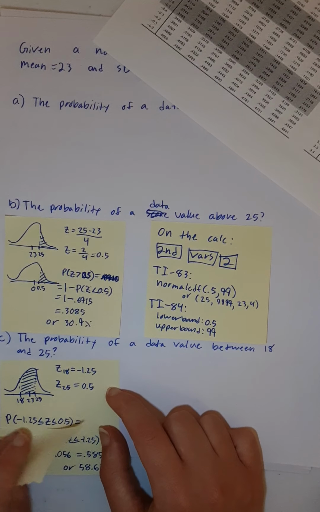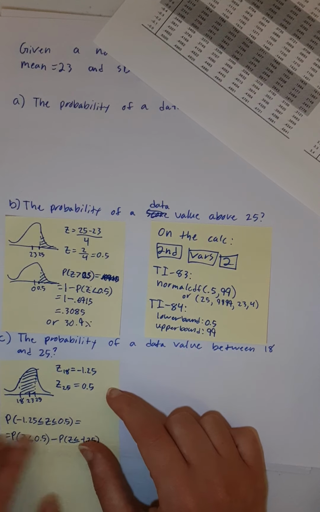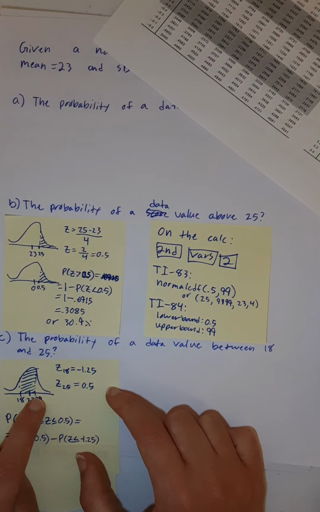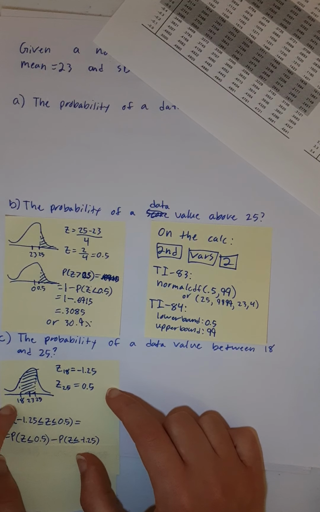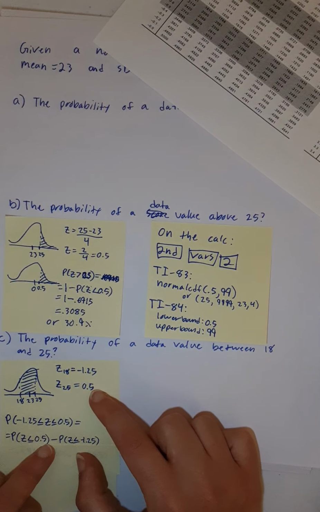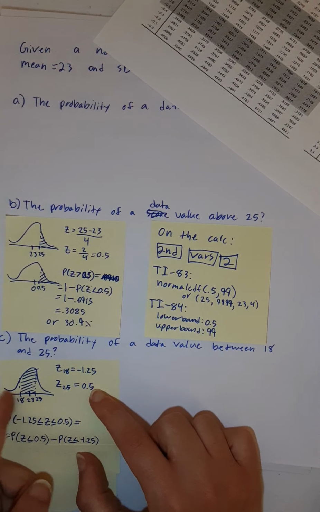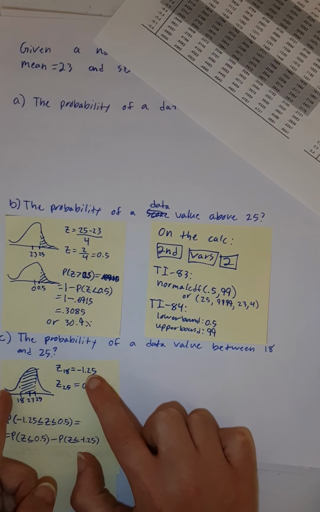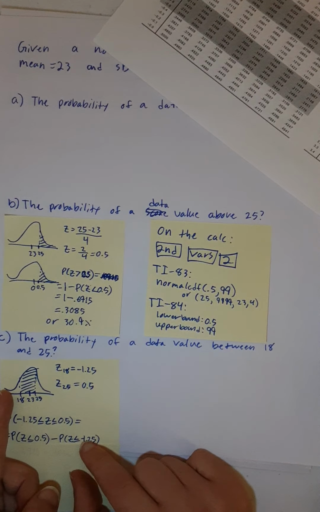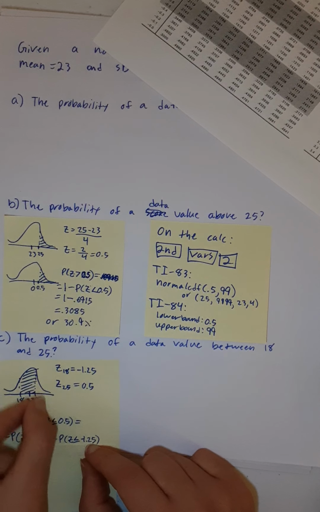So it turns out that we're going to find that probability by finding the probability of being less than 25, or the z-score that corresponded to 25 was 0.5, so being less than that. And then we're going to subtract the probability of being less than 18, or its corresponding z-score, negative 1.25. When we do that, we should just end up with that range in the middle.